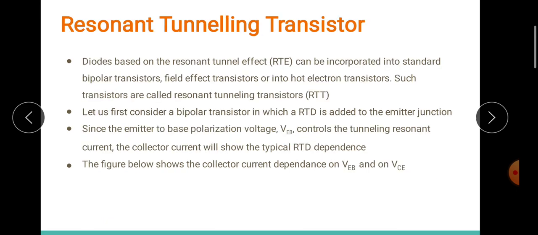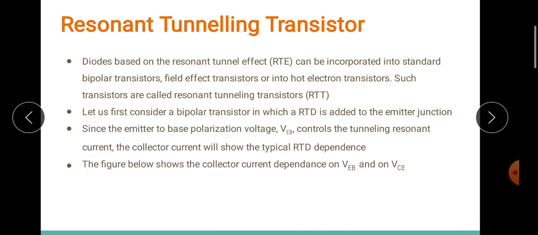Now let's go on to the resonant tunneling transistors. See, we'll see how all these are related, right? So resonant tunneling transistor, definitely this will have some relationship with the resonant tunneling effect, maybe. So when the diodes which are based on the resonant tunneling effect are coupled, or brought together with the normal BJTs or FETs or any hot electron transistors, the resulting device is the resonant tunneling transistor.